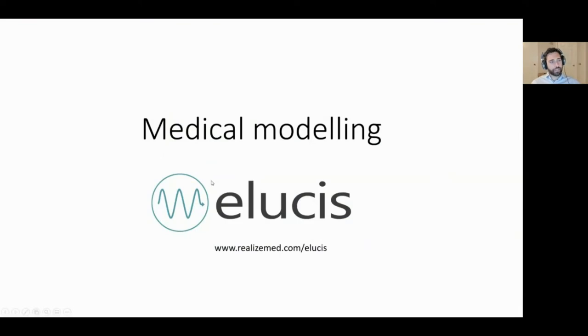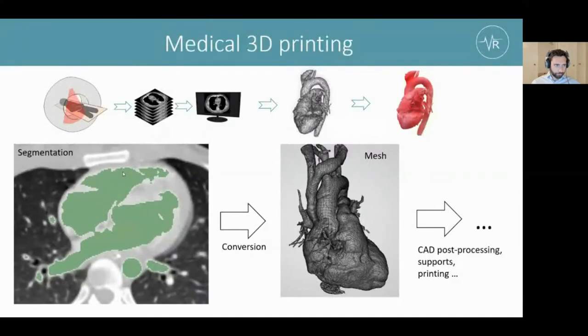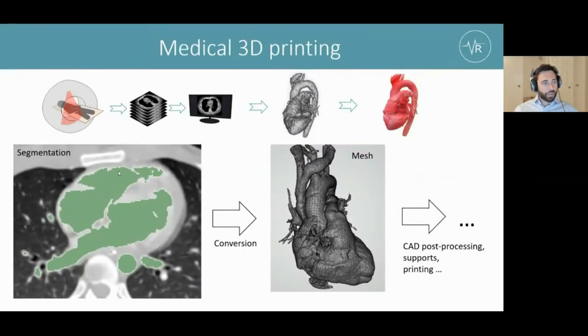But now we'll get into the second concept of medical modeling and our platform called Elucis and what we've built to try to change the way that we interact with medical images and 3D medical content. So some of you might be familiar with medical 3D printing. In this process, we take a scan of an image, which is basically a stack of slices. We view them on a computer screen.